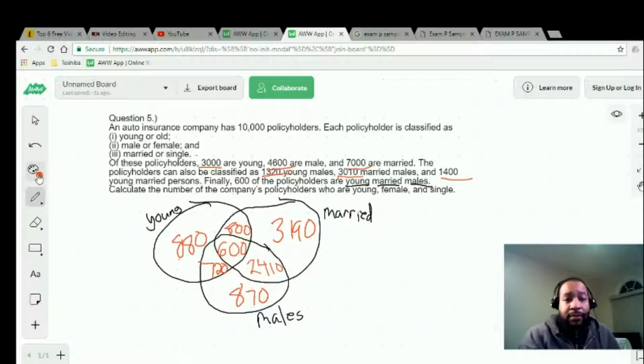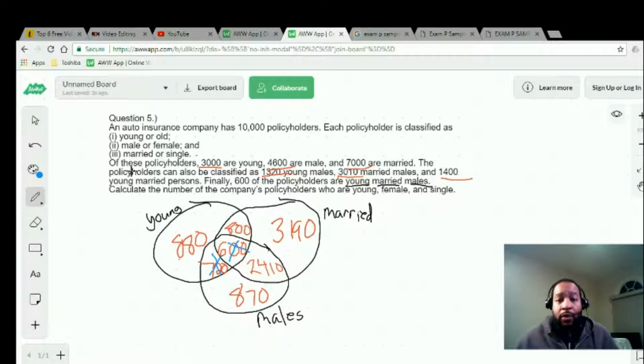Now, what does the question ask us? The question asks us to calculate the number of policyholders who are young, female, and single. So in this case, we're looking at a certain subset here. We want this person to be in the young bubble. We don't want this person to be in the male bubble. So we want this person to be anywhere except here, and we can't have someone here. That takes care of the young and the male.